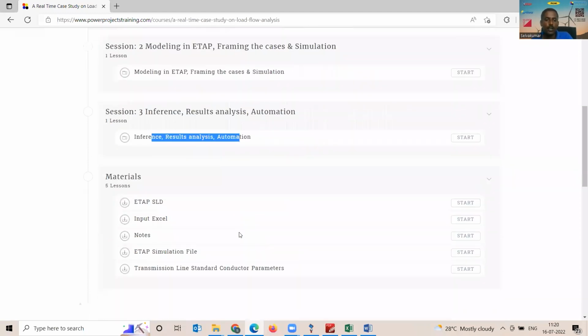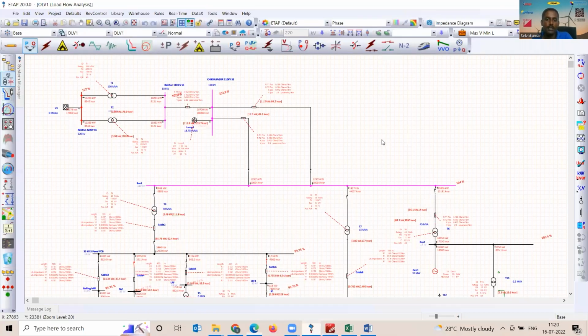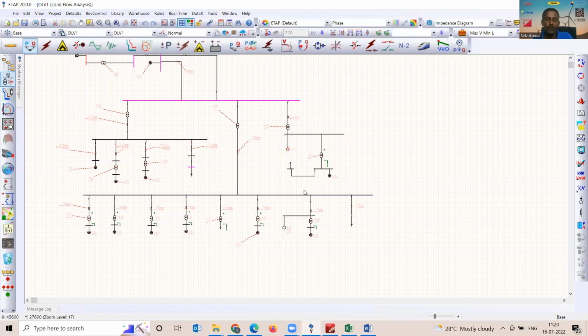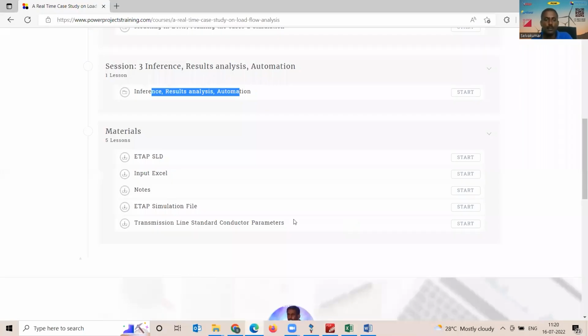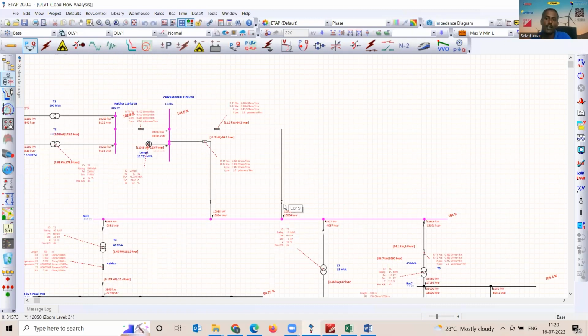You can look at the available nodes, ETAP SLT, input Excel, what you are seeing now. The nodes we have taken across these 3 sessions, and the ETAP simulation file to cross verify it. This SLT has been developed and modeled in about 45 minutes in that session, so you can understand how to develop such a single line diagram in 45 minutes. Then the standard transmission line conductors and how to choose the voltage, why this industry decided to connect at 110 kV, why not 220 kV, why not 66 kV, why not 33 kV, which we have asked.